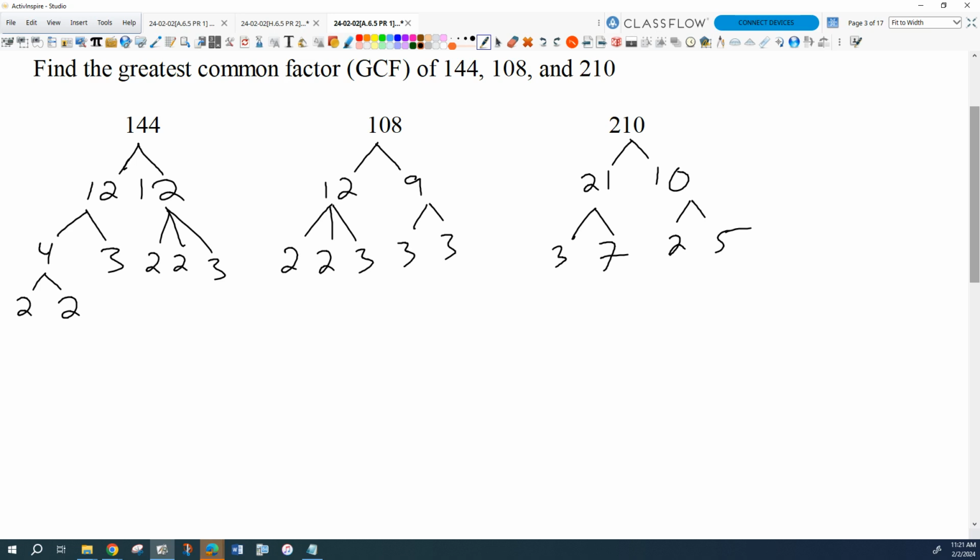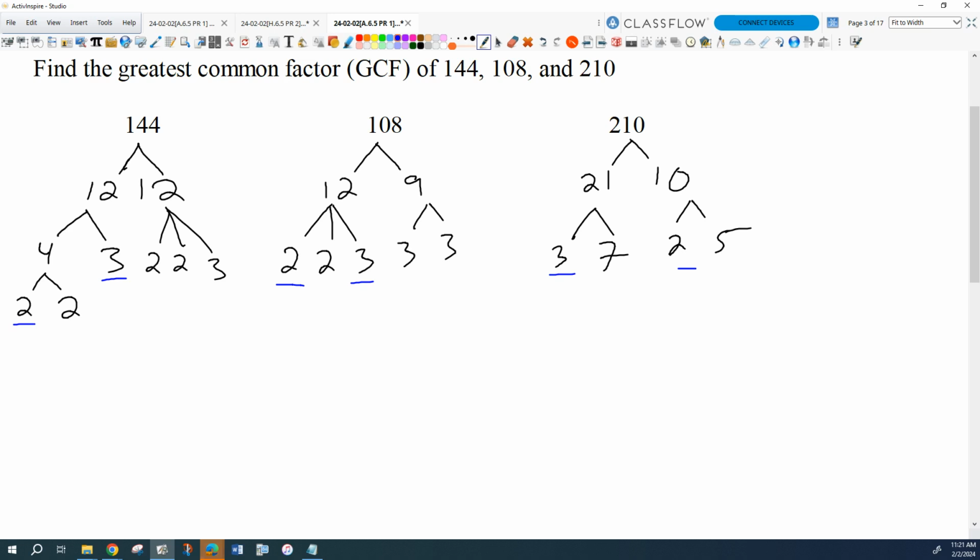So let's underline the common factors in each of these three strings. 2 and 3. Okay, I've got a 3 in each. What else? 2. Okay, got a 2 in each. Is there another 2? No. Another 3? No. And the 5 and the 7 only show up in the third one, right? So that's it, just a 2 and a 3.